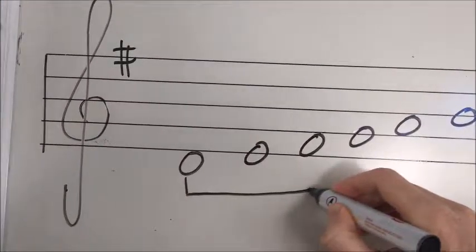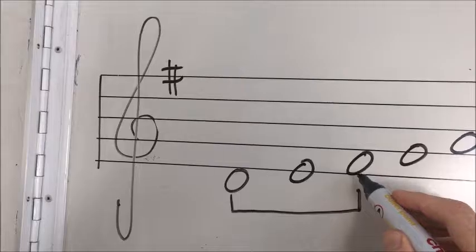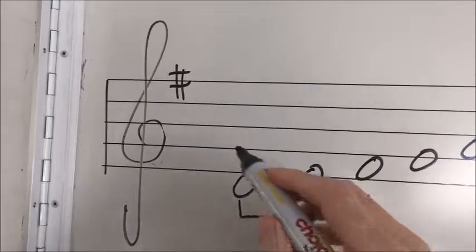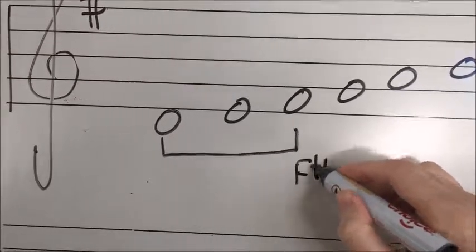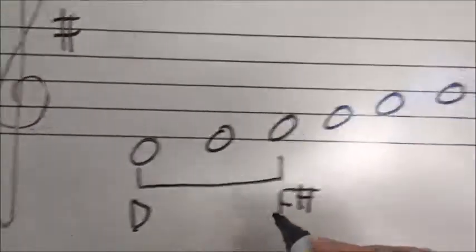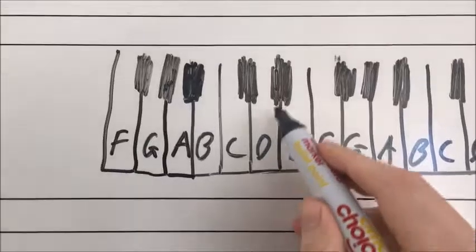The tonic is a D, and the third harmony that's being created is going to an F sharp. D to an F sharp. 1, 2, 3, 4 semitones.